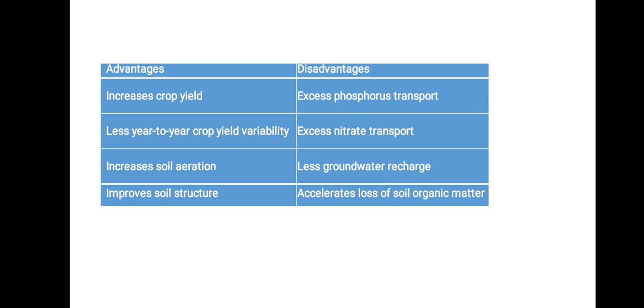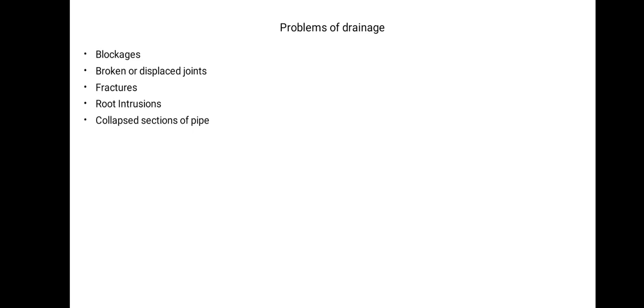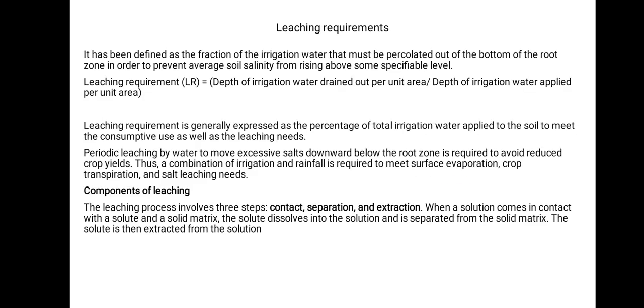The advantages are increased crop yield, less year to year crop yield variability, increased soil aeration, and improved soil structure. Then disadvantages: excess phosphorus transport, excess nitrate transport, less groundwater recharge, accelerated loss of soil organic matter. Then problems of drainage: blockages, broken off displaced joints, fractures, root intrusions, collapsed sections of pipes. These kinds of problems are there in our subsurface drainage system.